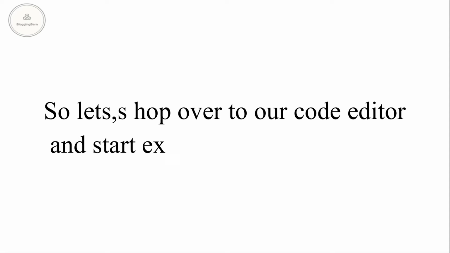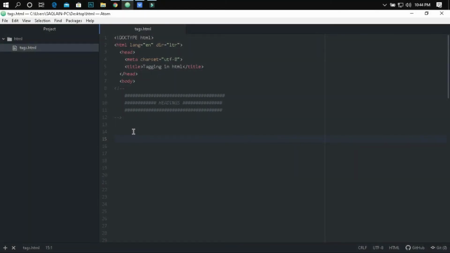So let's hop over to our code editor and start exploring some tags. Here I have already created a file named tags.html and I have the basic template for HTML. In the previous lecture, I already told you how to create an HTML file and the basic HTML syntax. If you don't know how to do it, then go check it out.